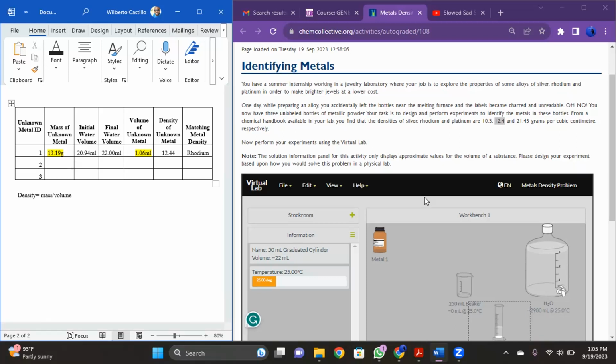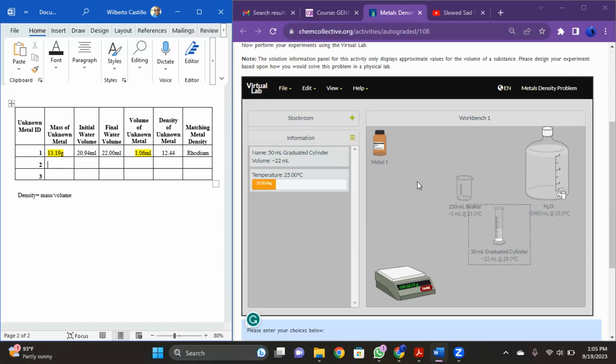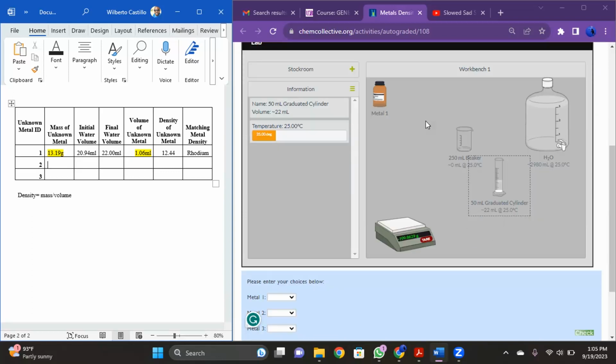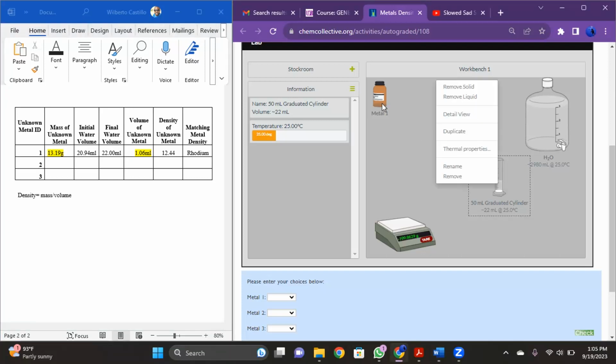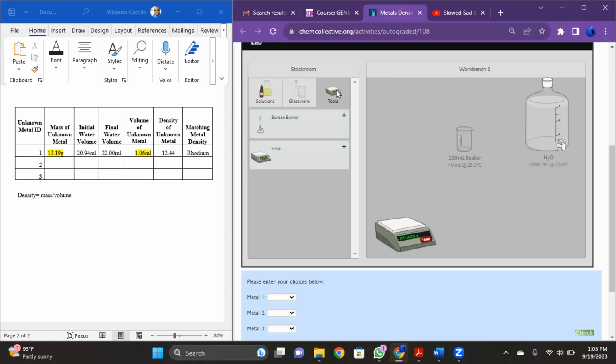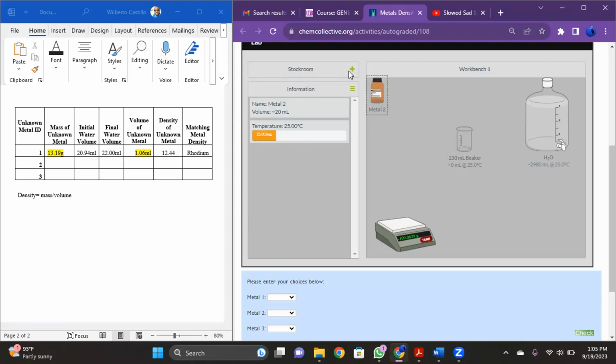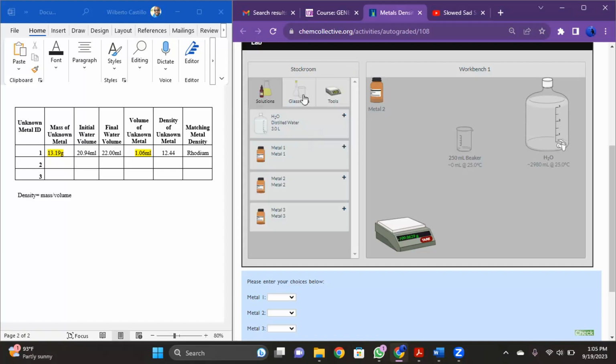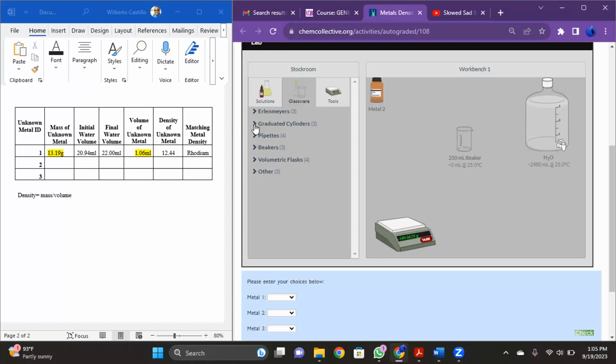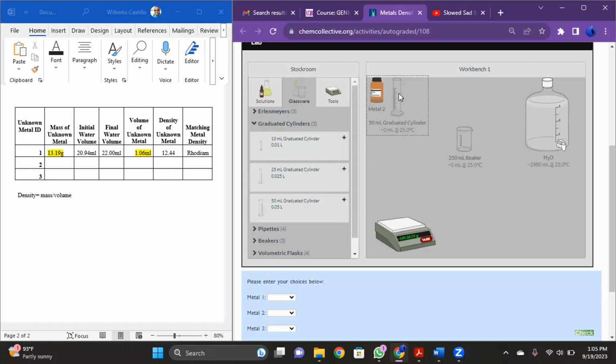And now we're going to repeat this process for the other two. Let's remove this, remove that, remove this. Now let's add metal number two. And then we're also gonna add another glassware for this. We're gonna need another graduated cylinder for this.